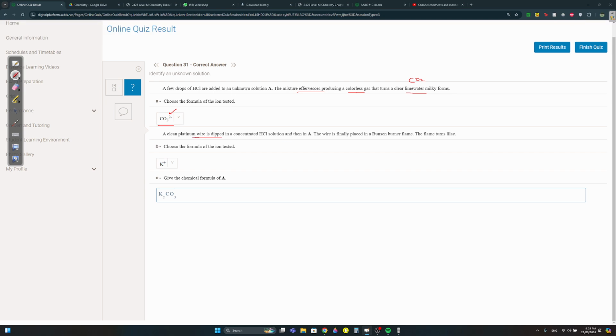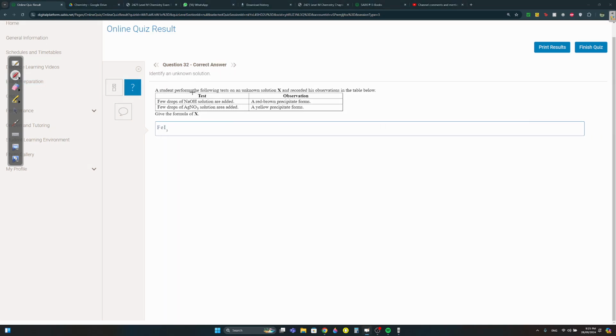Then they did a wire dipped in HCl, Bunsen burner flame. The flame turns lilac, meaning potassium, K plus. So write the formula. You have to crisscross. The 2 goes to the K, and the 1 goes to the carbonate. It doesn't matter. So you're going to get K2CO3.